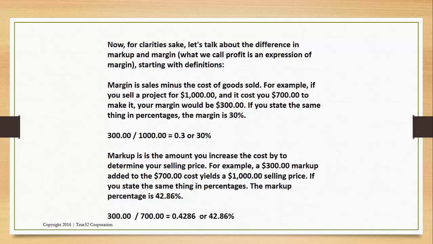If you state the same thing in percentages, the markup percentage is 42.86%. That calculation looks like this: 300 divided by 700 equals 0.4286 or 42.86%. Hopefully that's making some sense.